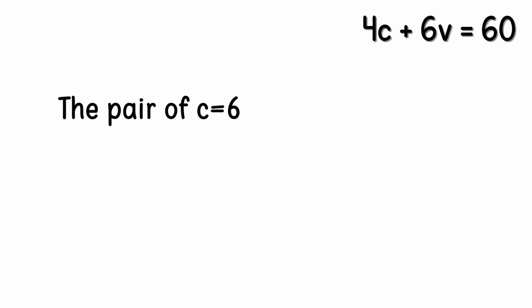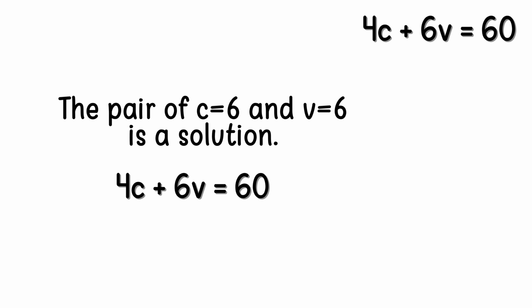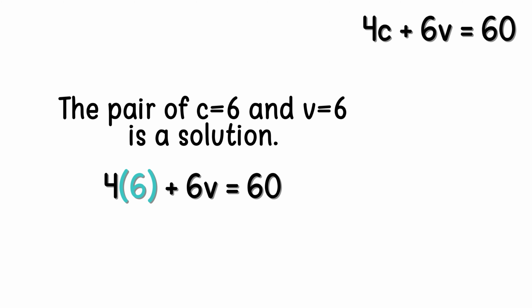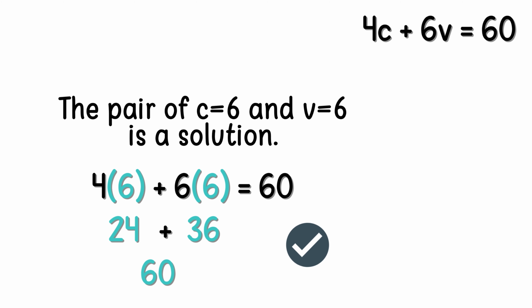Now we have that the pair C equals 6 and V equals 6 is a solution. So we'll take our equation and replace C with 6 and V with 6. 4 times 6 is 24, and 6 times 6 is 36. Adding 24 and 36 gives us 60, which is what the equation said it should equal. So this is a true statement.